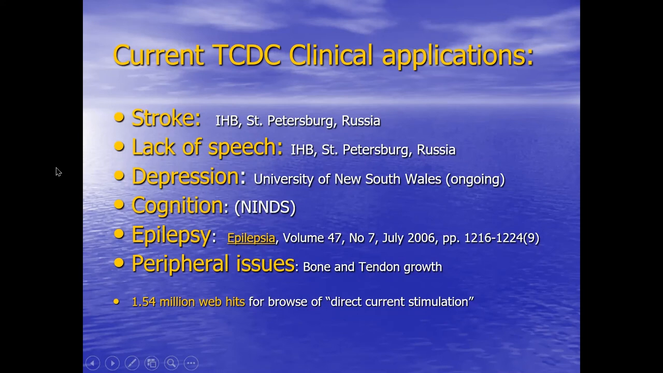Depression, this is a left-right frontal balance. It was ongoing when I created this, but the study's done. They found it to be generally clinically effective. The plus electrode on the left side to activate, the minus electrode on the right side to deactivate, and it improved depression. Cognition, this is the sleep study where they stimulated the frontal lobe and had enhanced semantic and declarative memory consolidation. Epilepsy, that's an interesting one.